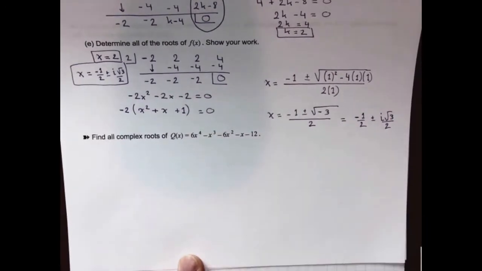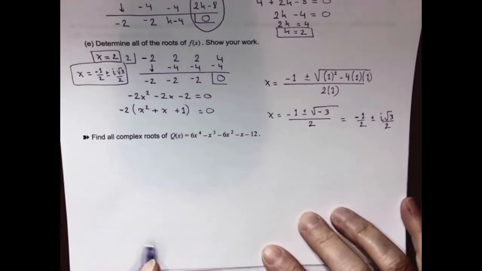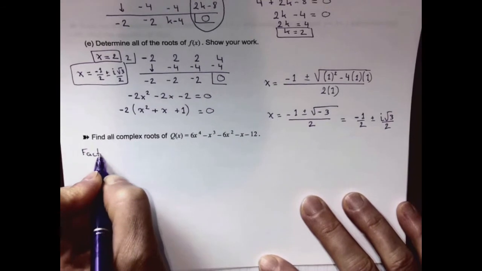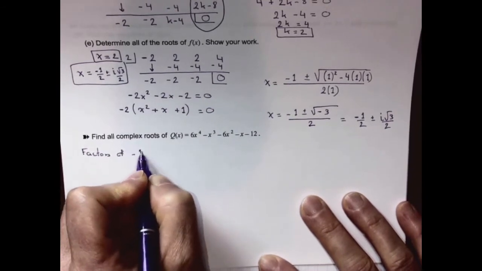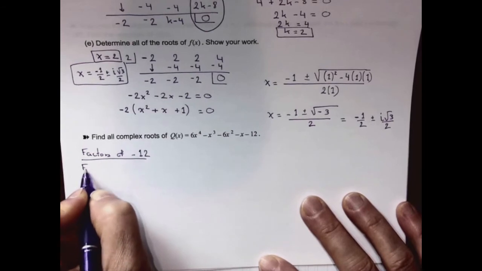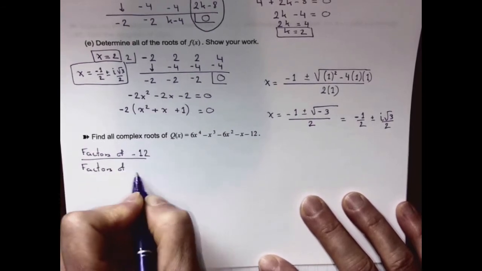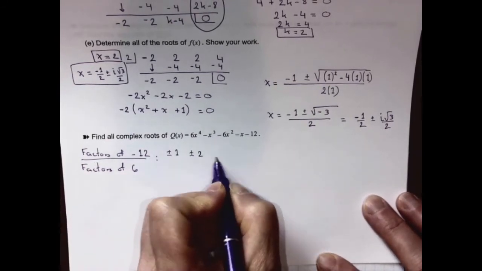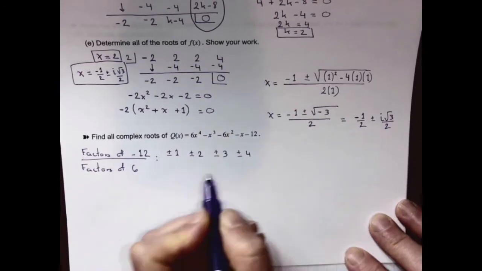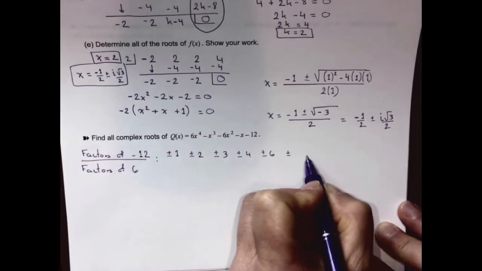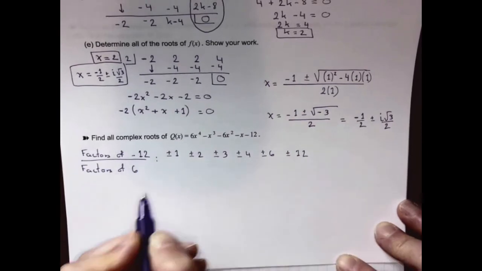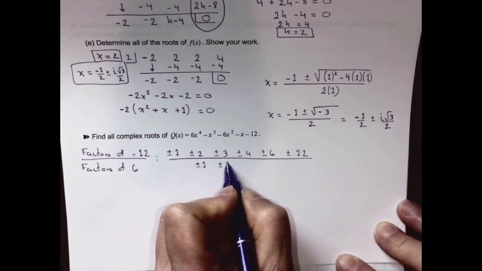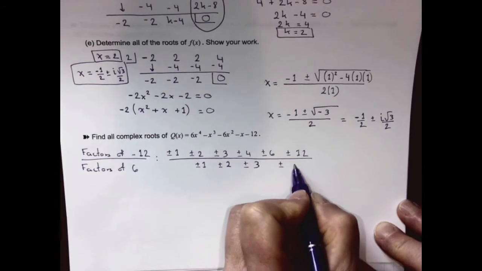Find all the complex roots of this quartic. So if I need to find all the complex roots, I need to do the factor theorem, remember? So we need the factors of negative 12 over the factors of 6. So negative 12 will be plus or minus 1, plus or minus 2, plus or minus 3, plus or minus 4, plus or minus 6, plus or minus 12. And all of that would have to be over plus or minus 1, plus or minus 2, plus or minus 3, plus or minus 6.